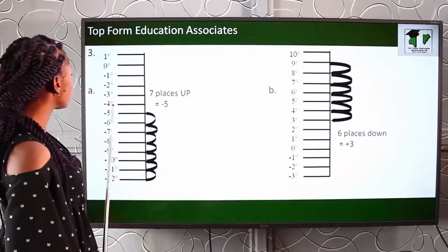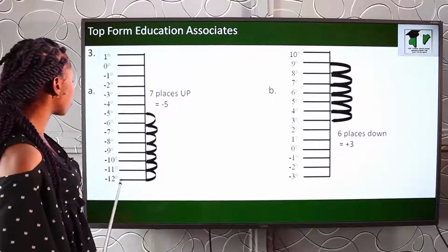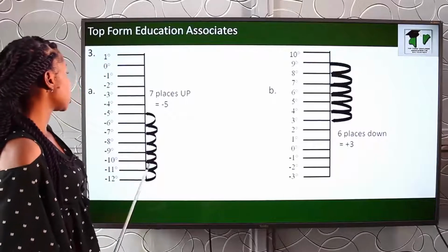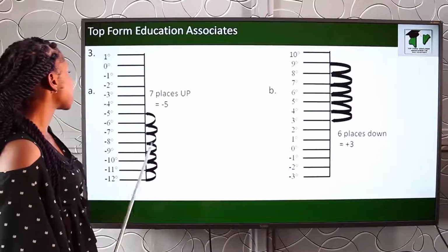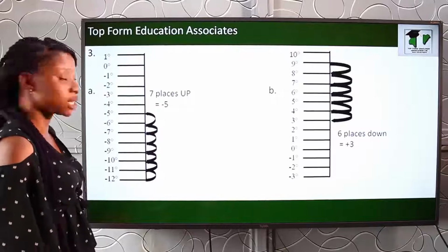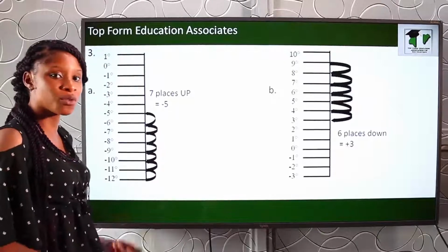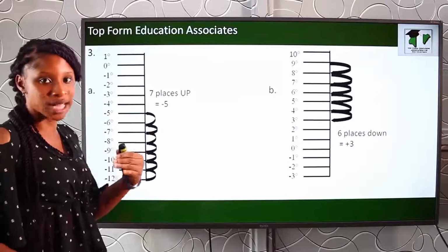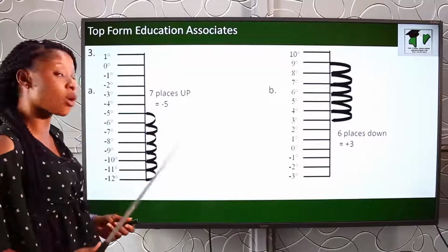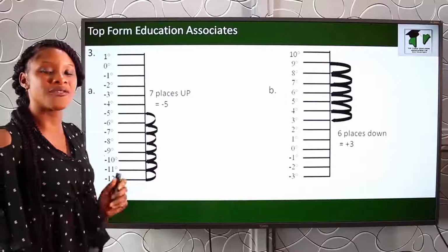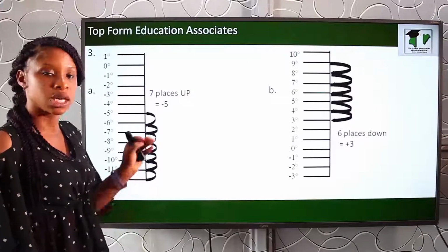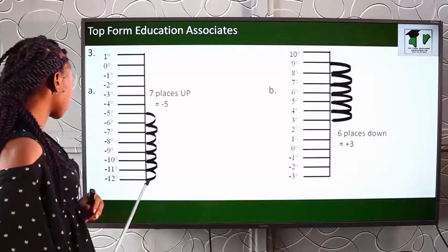To do this question, we're going to start from minus 12. The question said minus 12 degrees rose by 7 degrees centigrade. When we're talking of rising, we're talking of addition, increment. So we're going to count upwards, because when we're using a vertical number line, addition is upward while subtraction is downward. Now let's go. Minus 12.